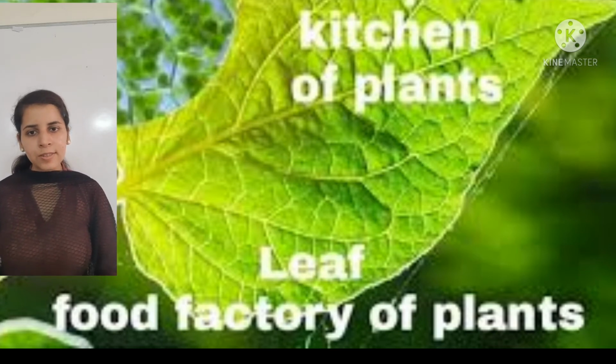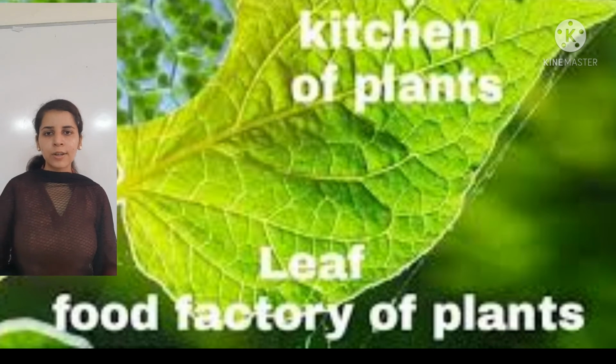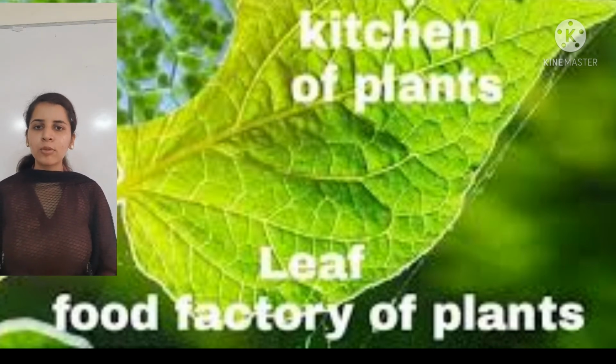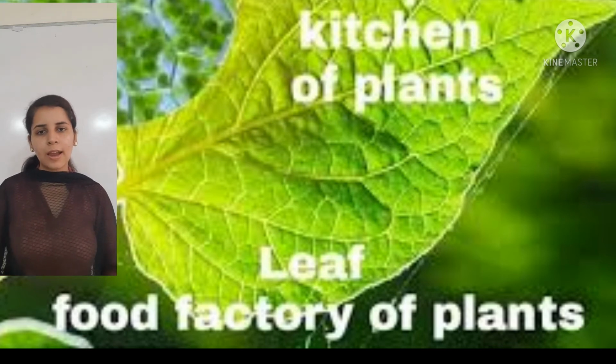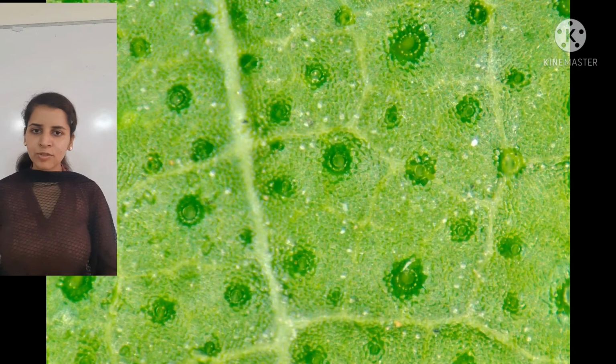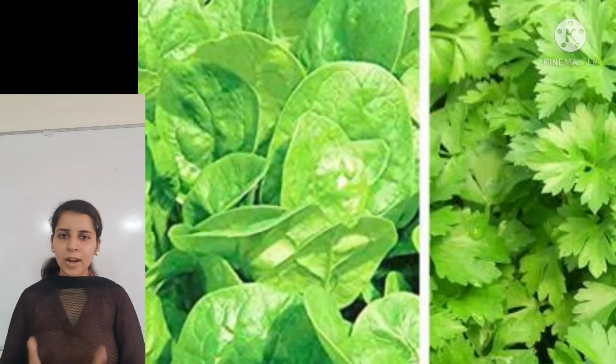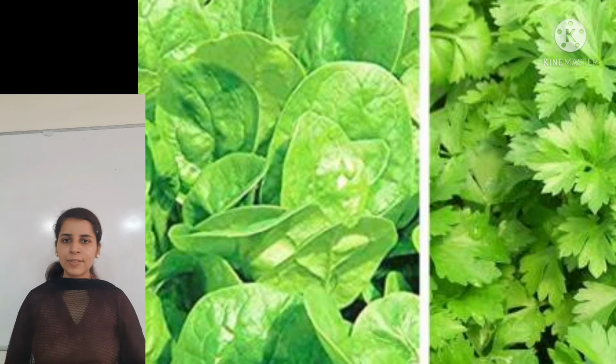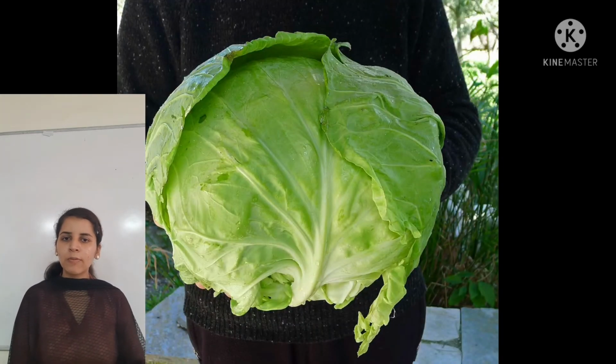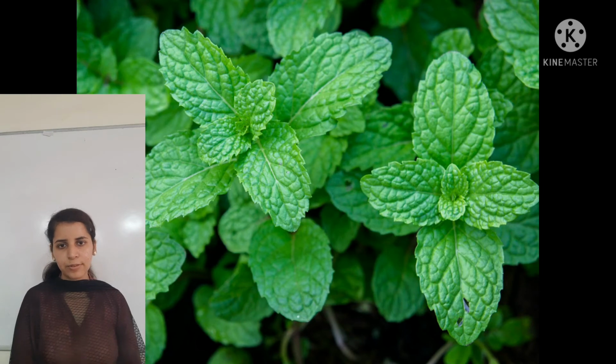So students, let's discuss functions of the leaves. As we have discussed, leaves prepare food for the plant. So we will say leaves are food factories of a plant. We know leaves have small holes in their lower surface called stomata, and plants breathe through these stomata, and they give out extra water from the plant through stomata, right? And some plants store their food in their leaves, and we eat their leaves as food. For example, spinach, coriander, cabbage, mint.